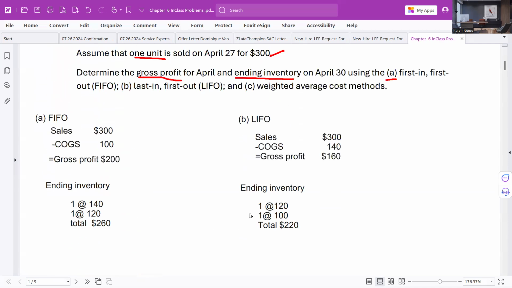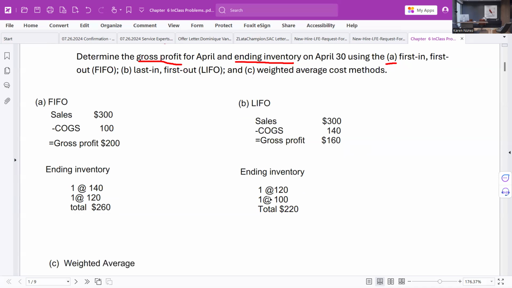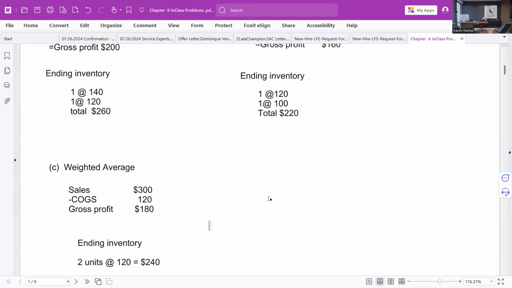So we get to see FIFO, first in, first out to cost of goods sold, and the last ones are in the ending inventory. LIFO, last in, first out to cost of goods sold. The first ones are in the ending inventory. And weighted average, well, it's just the average of everything. Okay, let's do a few more.